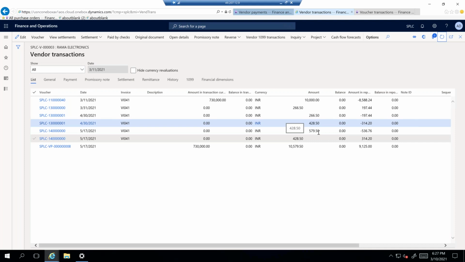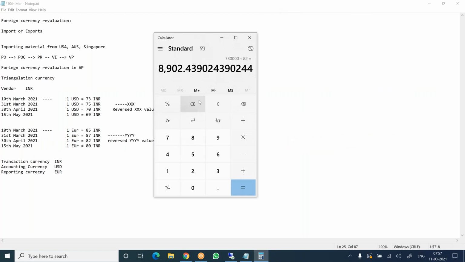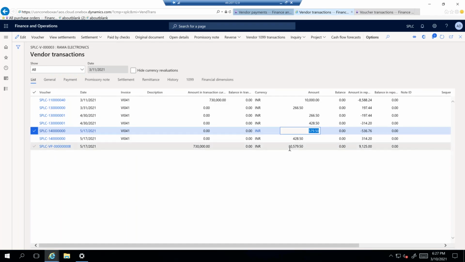This will be reversed, and the final result is 579.50 loss. He has paid 10,579.50. So let me do the calculation. 7,30,000 Indian rupees he has paid, divided by conversion rate 69, then he has to pay 10,579.71. Actually, rounding is somewhere else. I need to verify. So ultimately this is the last amount.